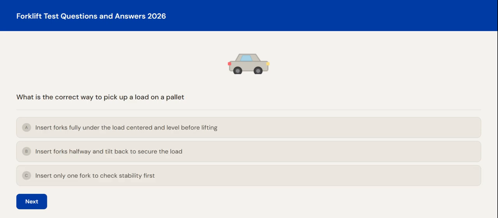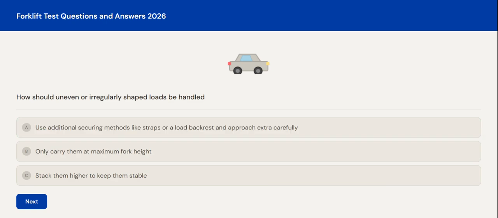Next question. What is the correct way to pick up a load on a pallet? Insert forks fully under the load, centered and level, before lifting. Fully under means the tips of the forks extend through and beyond the pallet. Partially inserted forks under a heavy load can collapse the pallet and drop the cargo.